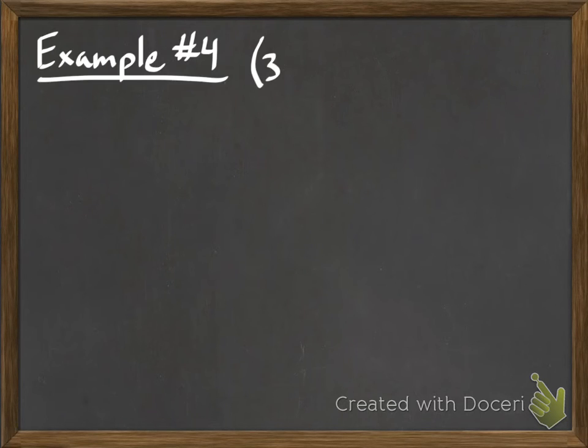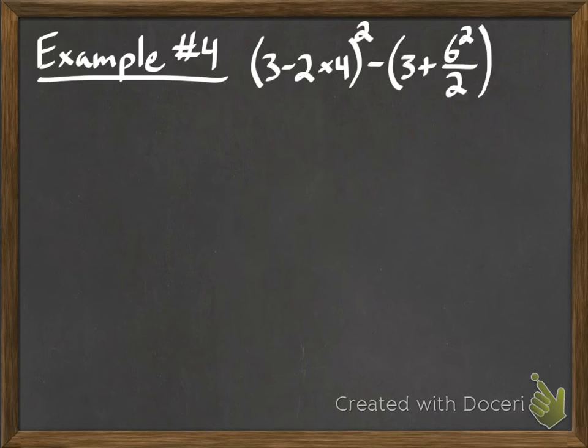Alright, time to up the difficulty a bit. Let's throw a little bit of everything in here. So we got 3 minus 2 times 4 all squared minus 3 plus 6 squared over 2. So this might look long and complicated, but as long as we follow our rules of BEDMAS and our order of operations, we just need to take our time and we can easily solve this example.